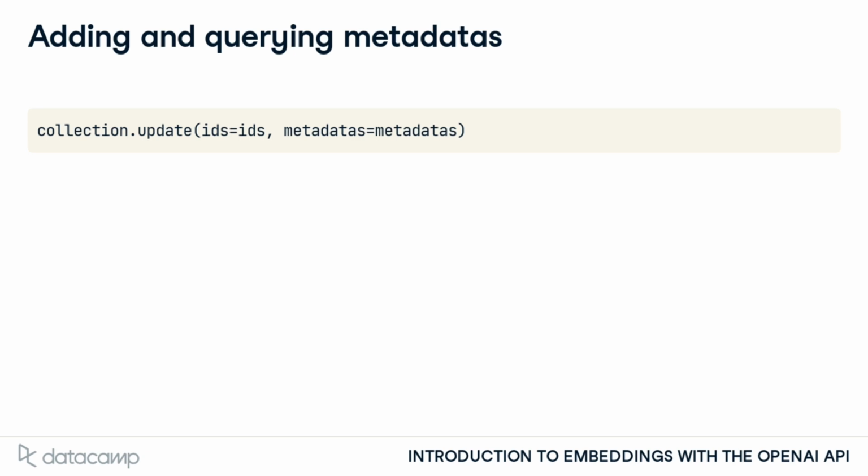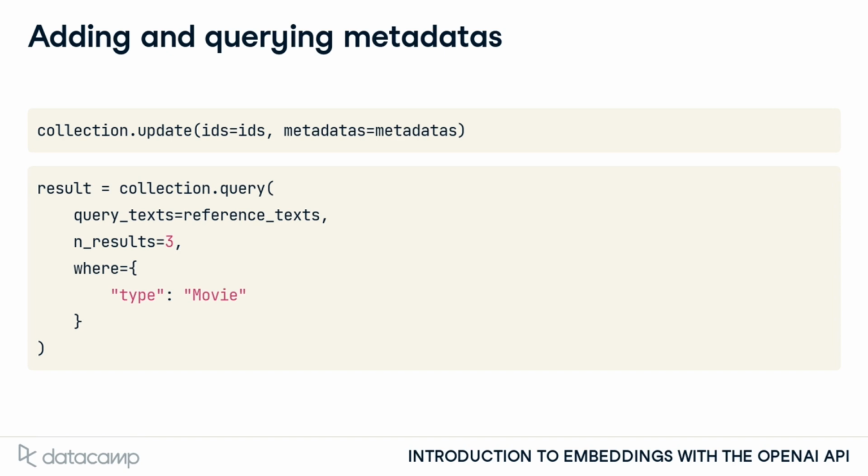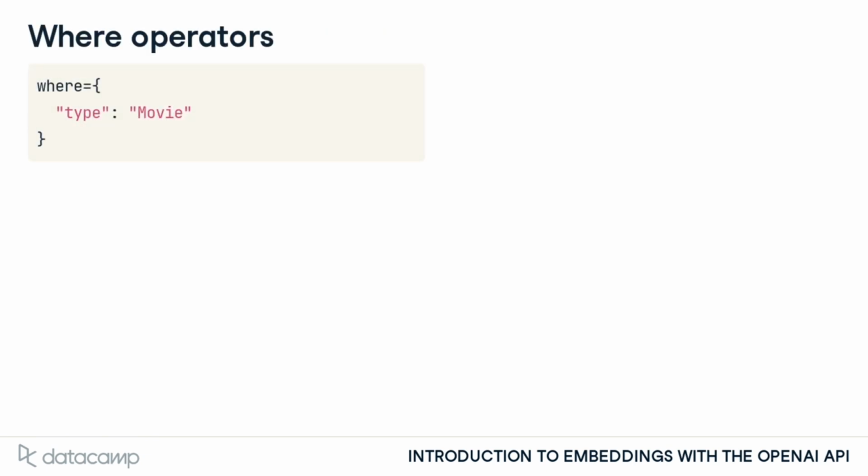We can now use metadatas to filter our query. We are going to make the same search as before, but we'll include a where clause to indicate we only want to retrieve items where the type metadata is movie. The where filter we used here is actually a shortcut to mean equals, which we can define explicitly using another dictionary with the $eq key.